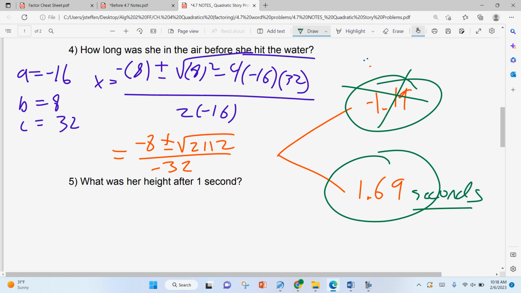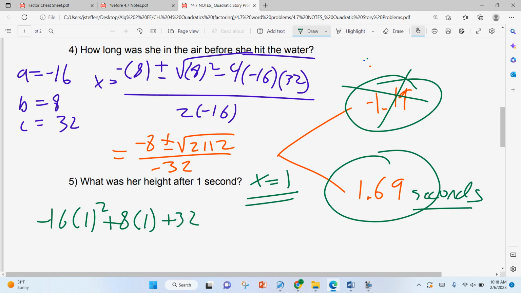Then the last one. What is her height after 1 second? Well, again, if I ask what her height is and I give you a certain amount of time, all I'm doing is giving you the X value. You just need to plug it in for the Y value. Negative 16 times 1 squared plus 8 times 1 plus 32. Plug that in your calculator: negative 16, parentheses, 1, plus 32. One second into her jump, she was 24 feet.